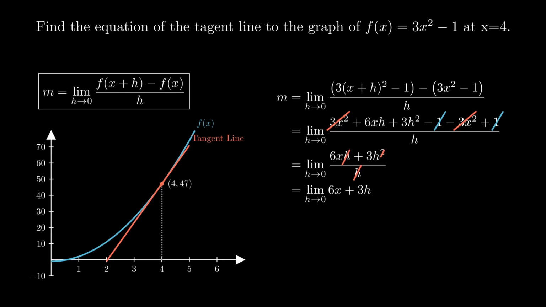Now that we've gotten rid of that pesky denominator, we can go ahead and plug in 0 and get a final answer of 6x. Of course, we want to find it at x equals 4, so we can just go ahead and plug in 4 into this equation, and once we multiply 6 into 4, we get that the gradient of the tangent line at this point is 24.